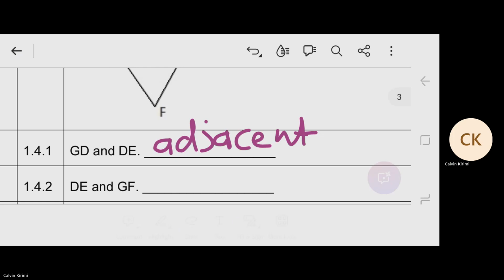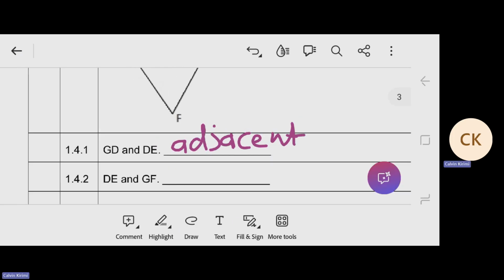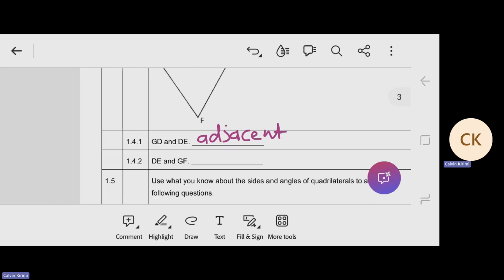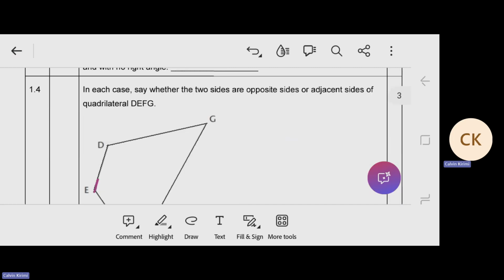Okay. And then DE and GF. So now we want to check DE and GF.